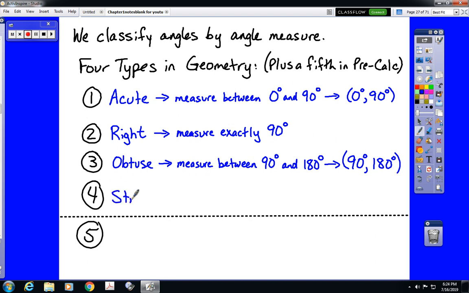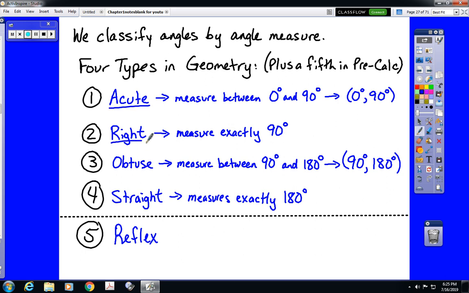And the final one, which is the only one that you probably have never heard of, is the straight angle, which is an angle that measures exactly 180 degrees. In other words, its sides are opposite rays. Now, when you get to trigonometry and pre-calculus, there is a 5th one known as a reflex angle. That is not going to be important for this class, so we're not going to worry about that at this point. Please notice I'm underlining the words acute, right, obtuse, and straight. Those 4 words count as vocabulary words in this course, and you are expected to know them.